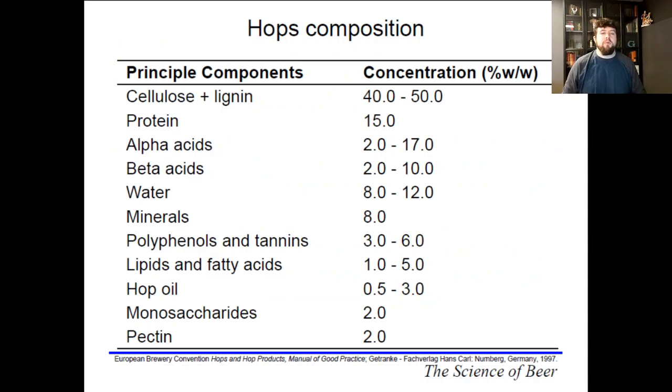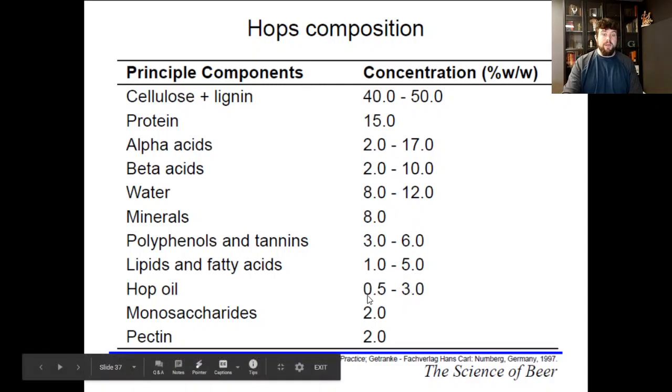Now, when we look at the different breakdown products of a hop, we'll notice that alpha acids are actually only a very small portion. So cellulose and lignin, that green material, is about 40 to 50%. Protein's about 15%. Alpha acids are 2 to 17% based on varietal. Beta acids, we'll talk about in a bit, are 2 to 10. There's a small water content, usually around 10%. Minerals, polyphenols and tannins, lipid, fat, hop oil. These are your essential oils. Not a huge amount, but a big impact.